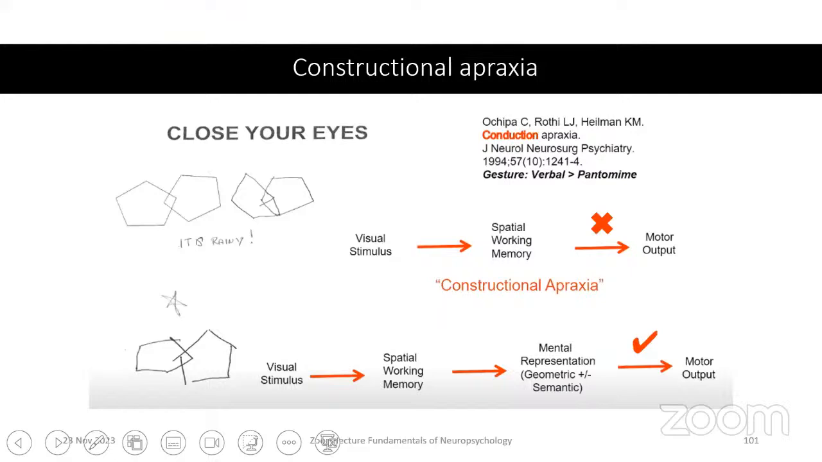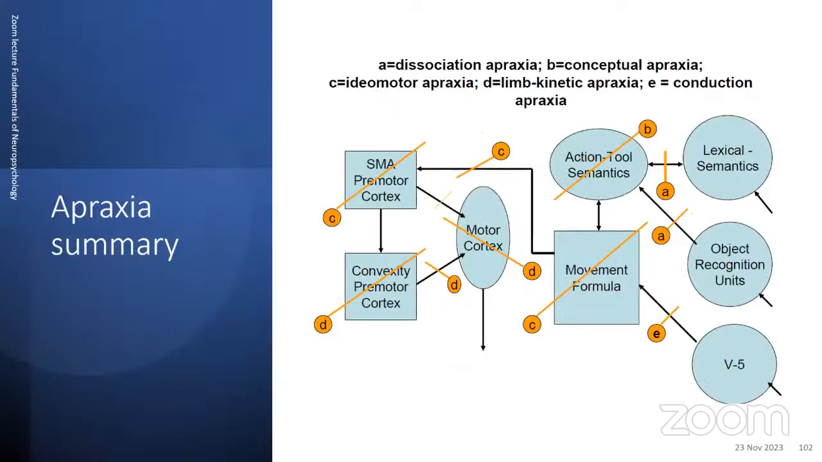So a visual stimulus is required to draw a diagram, to draw intersecting pentagons, or to read also. What it does is, when you have a visual stimulus, spatial working memory, mental representations of geometric and semantic information come out, and then motor output. And if there is an impairment, you get constructional apraxia. And the circuit of apraxia is depicted here.